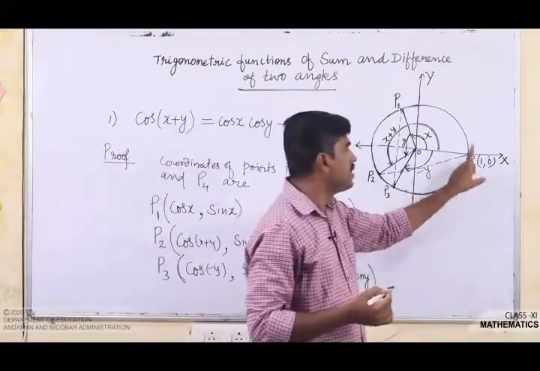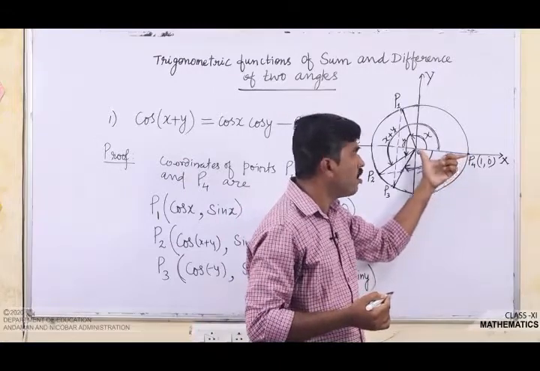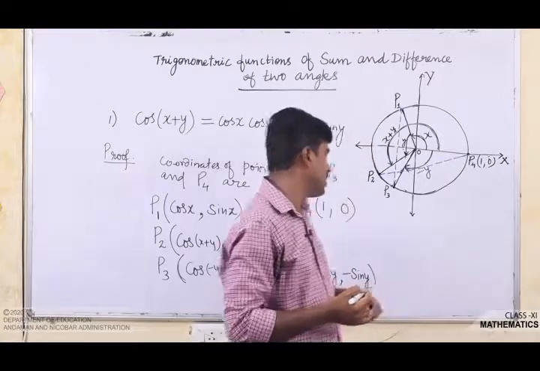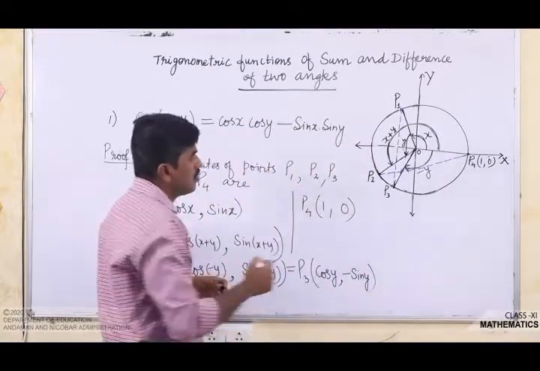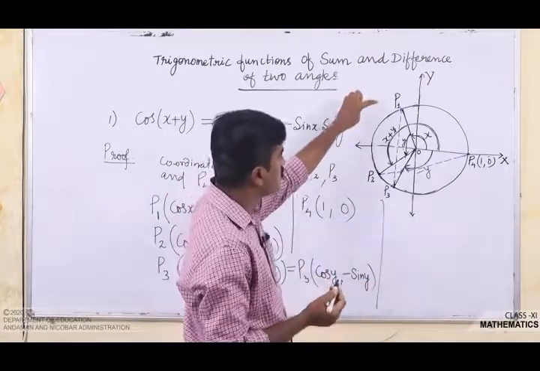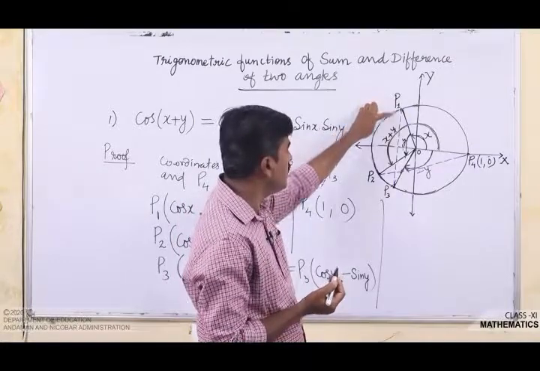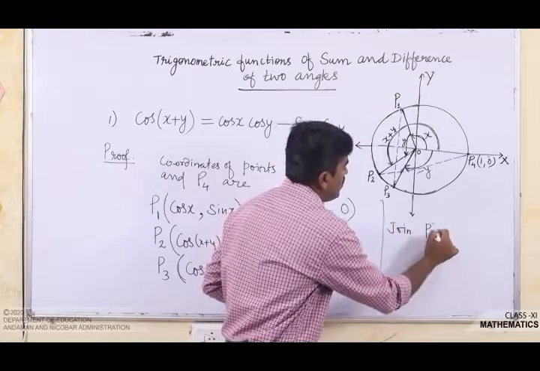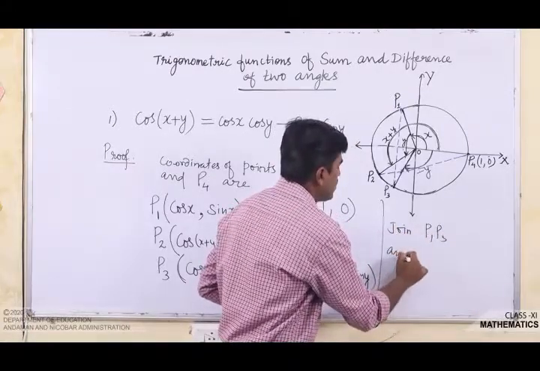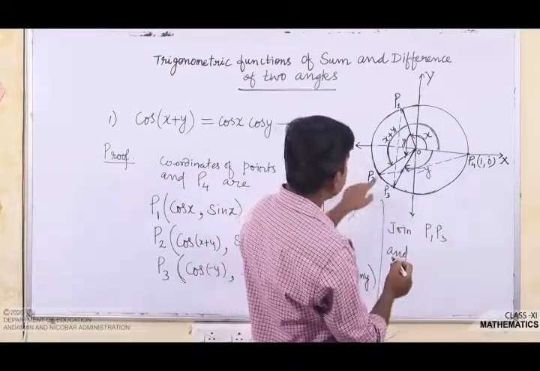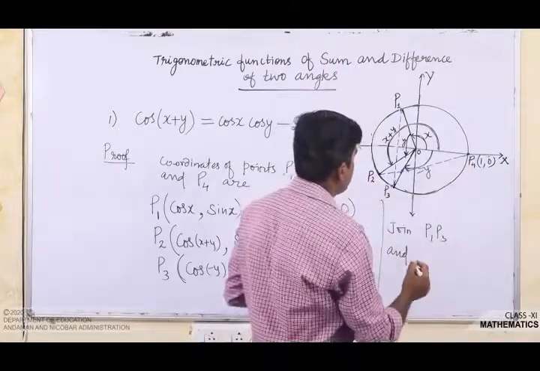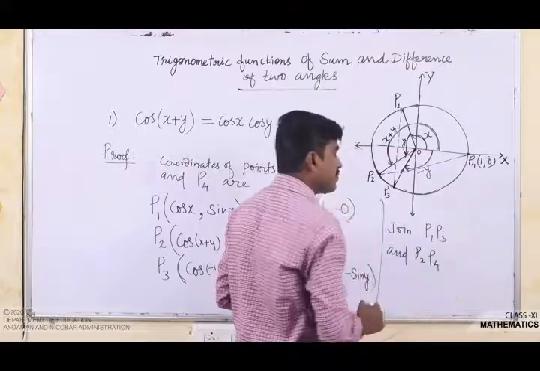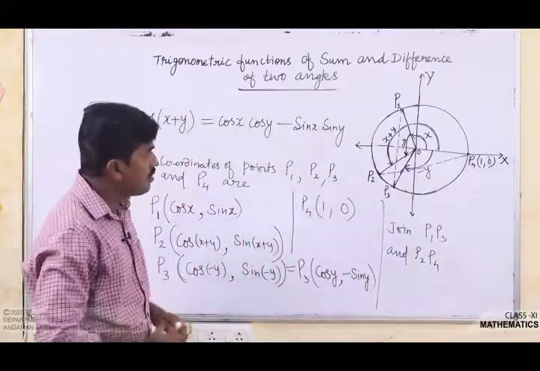This point lies on the x axis and it is a circle of radius 1 unit, so the x coordinate is 1 and the y coordinate is 0 there, okay. Now, just join the points P1, P3 and join P2, P4, okay.